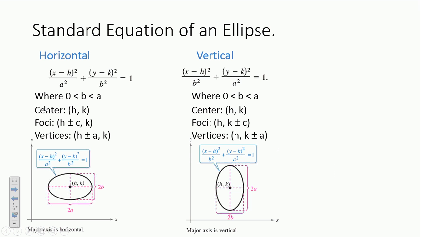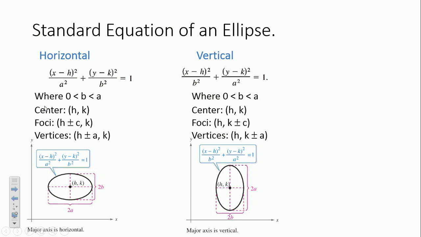So the standard equation of an ellipse varies depending on whether it's a horizontal ellipse or vertical ellipse. Both the x and the y term are squared, unlike the parabola. Parabola had one of the terms squared, the other one was not. Both have a number below them. There's a plus sign in the middle, so we know it's an ellipse, and they're both equal to 1.